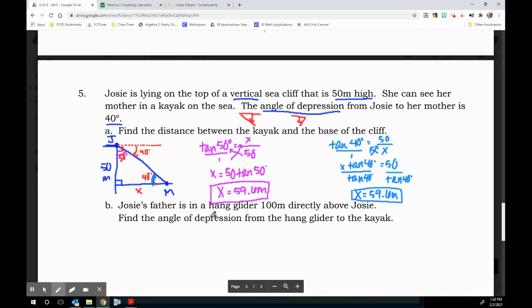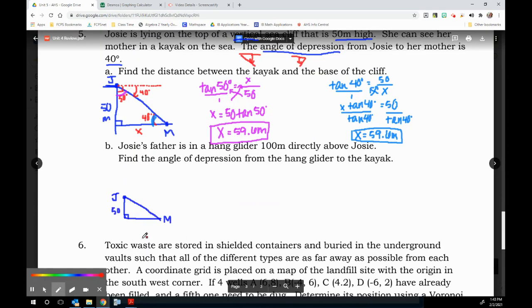Part B, Josie's father is in a hang glider 100 meters directly above Josie. You're finding the angle of depression from the hang glider to the kayak. So let me draw a picture. All right, so I went ahead and started with the information I already knew. I just took out the stuff that we used in part A. So I still have Josie on that 50-meter cliff with mom hanging out in the ocean. I'll also put in the distance between the kayak and the cliff that we had found in part A, so that 59.6 meters.